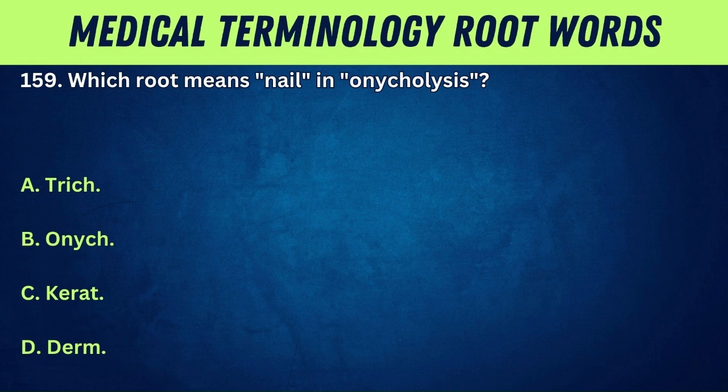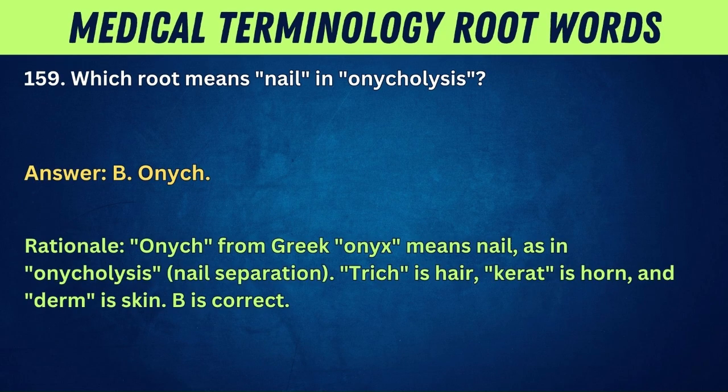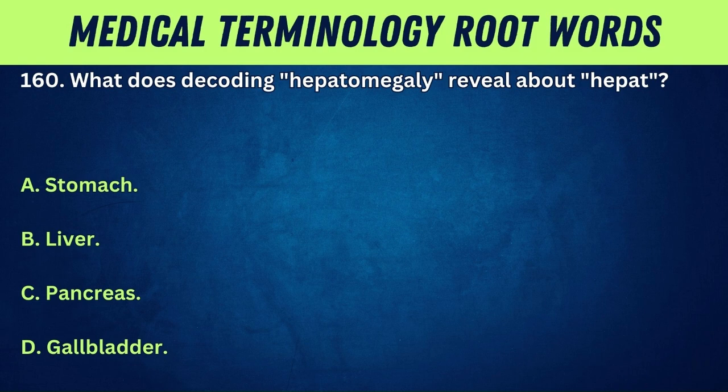A. Trich. B. Onyc. C. Kerat. D. Derm. Answer: B. Onyc. Rationale: onyc from Greek onyx means nail, as in onycholysis, nail separation. Trich is hair, kerat is horn, and derm is skin. B is correct. 160. What does decoding hepatomegaly reveal about hepat?